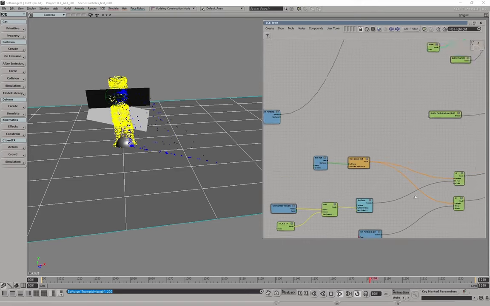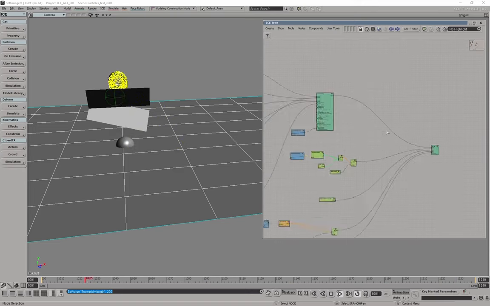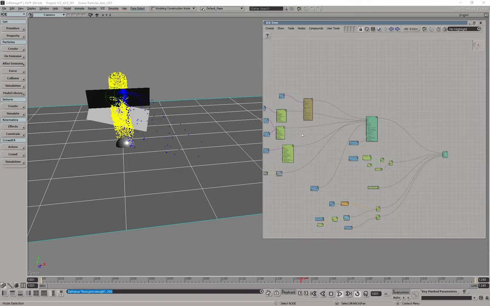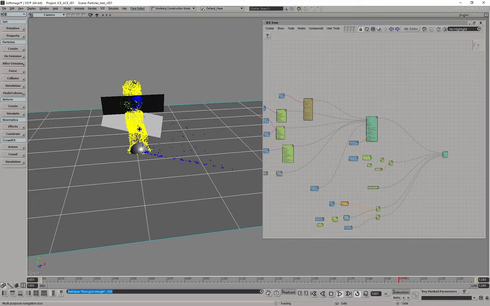Okay, that's it. And this is the example. In my experience, ICE is faster also for simulation, and also it is very nice.